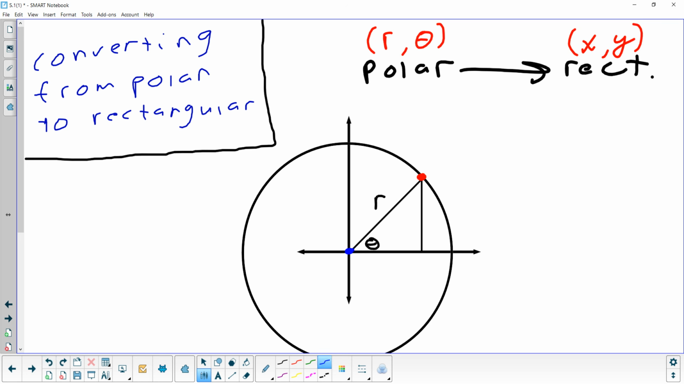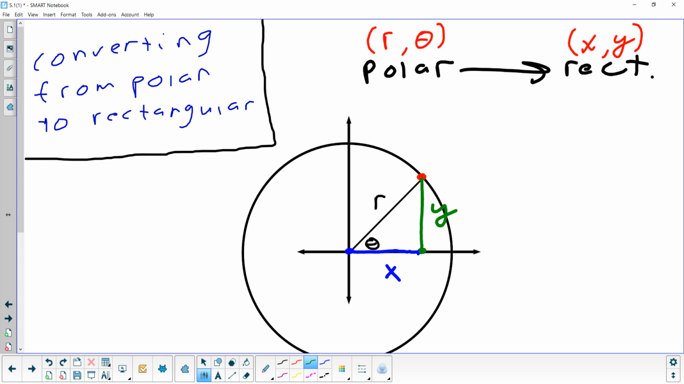So what I want to know is, starting from here, how far to the right do I move? What do we call the horizontal movement in a rectangular system? That's your x value. So basically the x value is the length of the bottom side of the triangle. And then from there, we want to know how far up to go. What do we call the vertical movement in a rectangular coordinate system? That's my y.